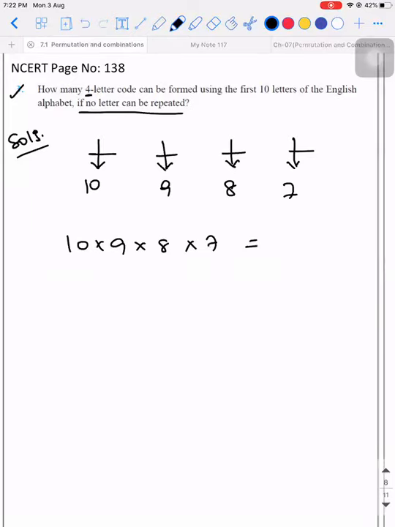So 56 into 9, how much is it? 504, so 5040. So 5040 codes can be generated. Is that clear? So 5040 codes. I'm moving on to the next one.